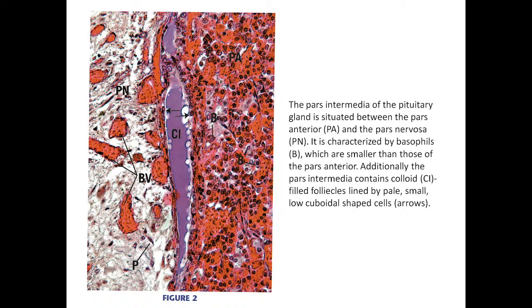The pars intermedia of the pituitary gland is situated between the pars anterior and the pars nervosa. It's characterized by basophils which are smaller than those of the pars anterior. Additionally, the pars intermedia contains colloid-filled follicles lined by pale, small, low cuboidal-shaped cells.